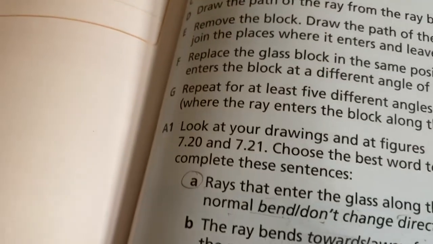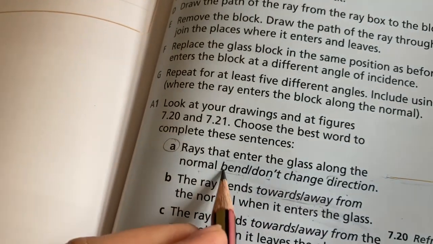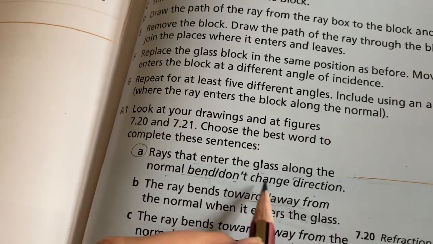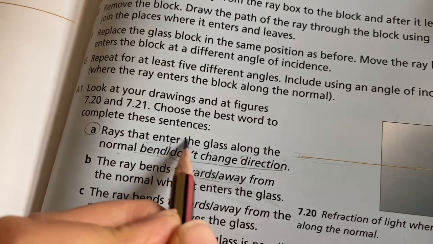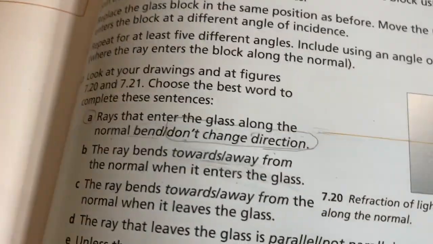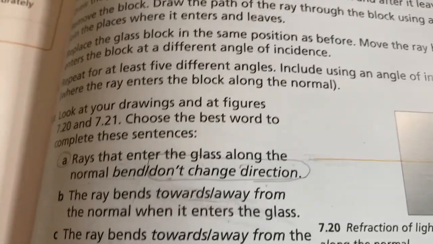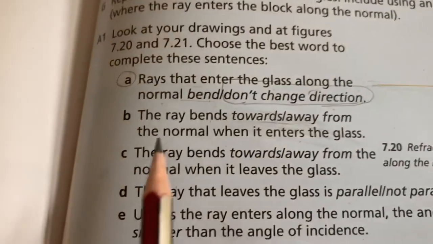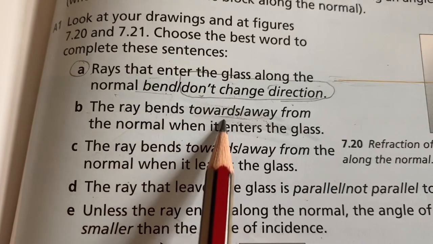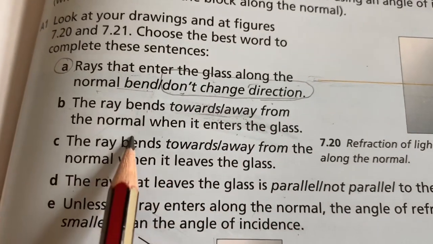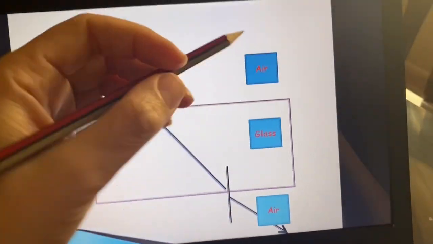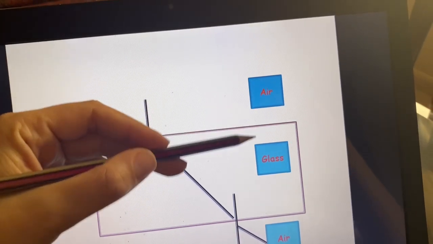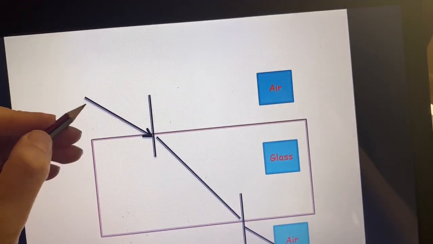So here, what is our answer? Does it bend or does it not change direction through the normal? There is no change. So circle, don't change direction. This is case number one. B. The ray bends towards or away from the normal when it enters the glass. Go back to your drawing. Here, this is the air. This is the inside of the glass.